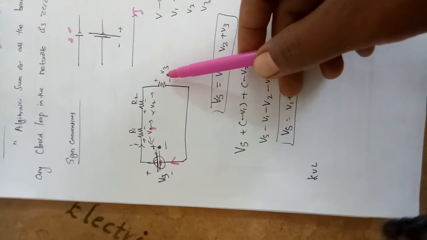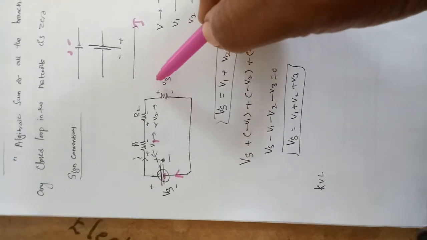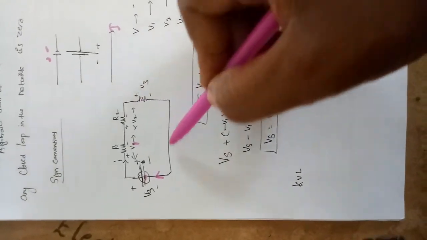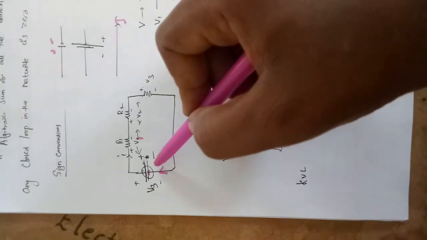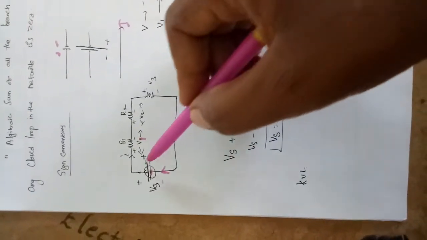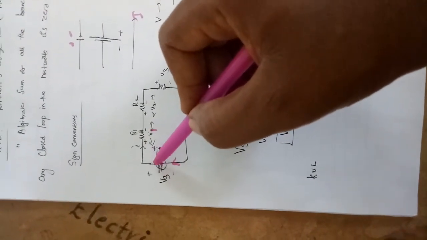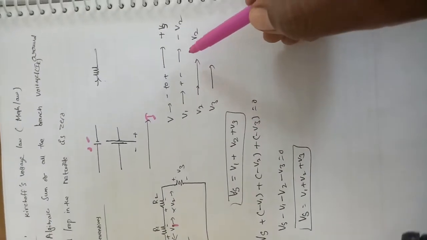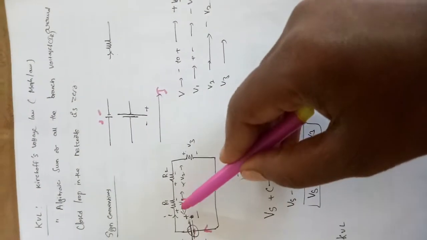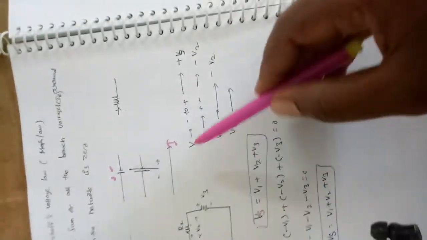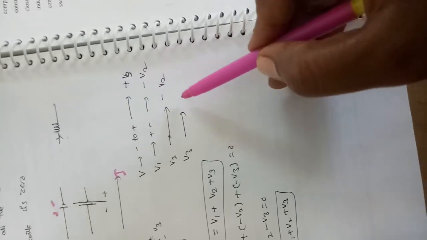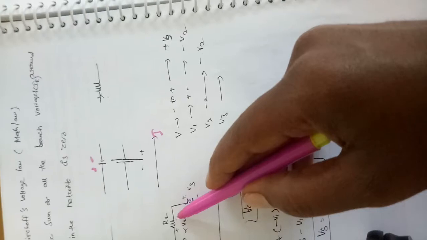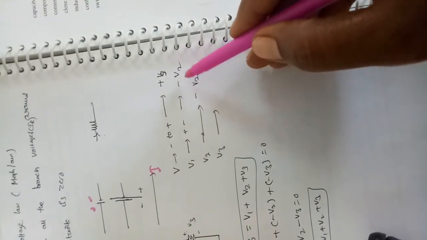For another resistance, V3, it is also plus and minus. Current entering is plus and leaving is negative. We have to remember that rising potential is assumed as plus Vs, and falling potential is assumed as minus. Falling from plus to minus is a falling potential, hence it is minus V1. Similarly, V2 from plus to minus is a falling potential, minus V2.